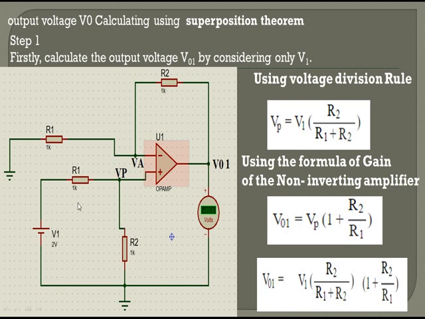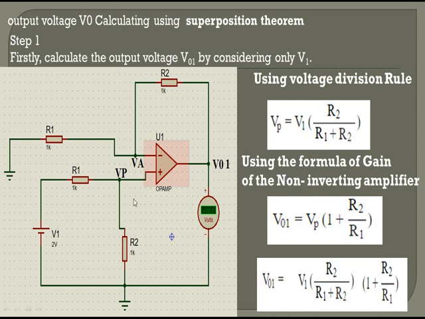Firstly, we are going to find the voltage at this point. To find this, we use the voltage divider rule. Watch the video on the voltage divider rule, so you can easily find the equations. The equation tells that the voltage at this point is resistance R2 divided by total resistance R1 plus R2, into input voltage V1. So Vp is equal to R2 upon R1 plus R2 into V1, by using the voltage divider rule.